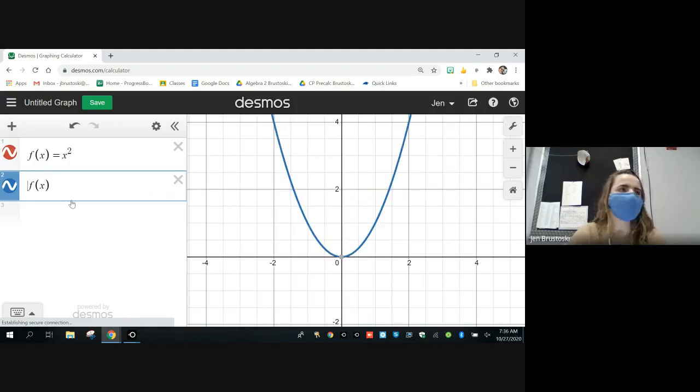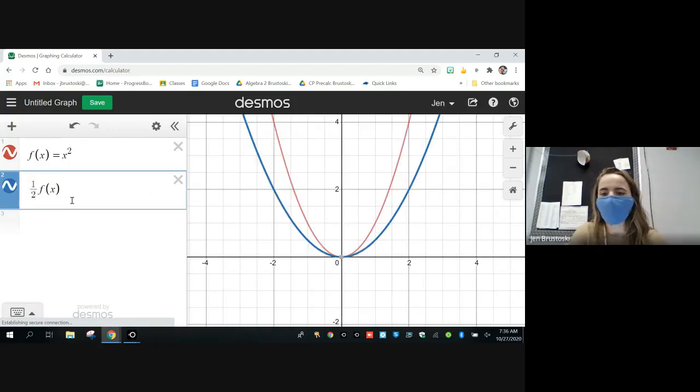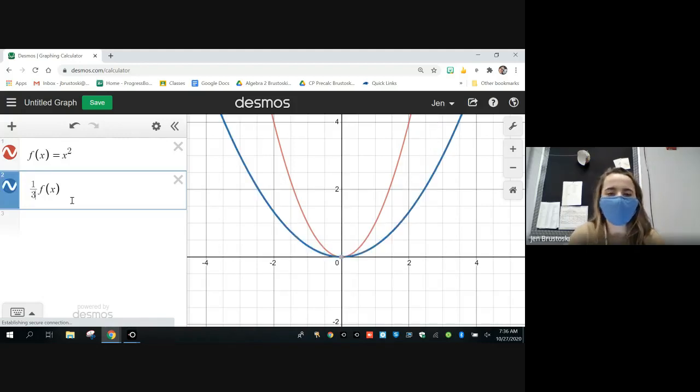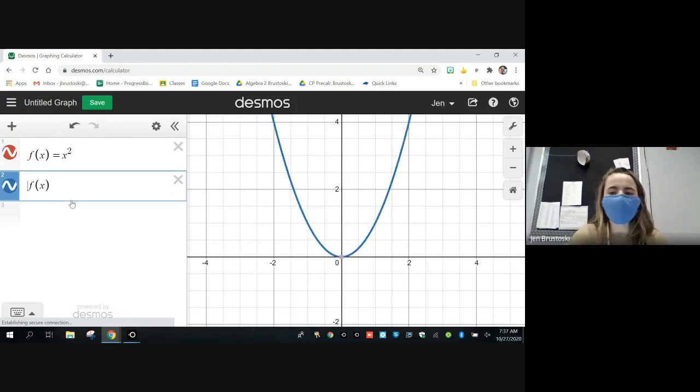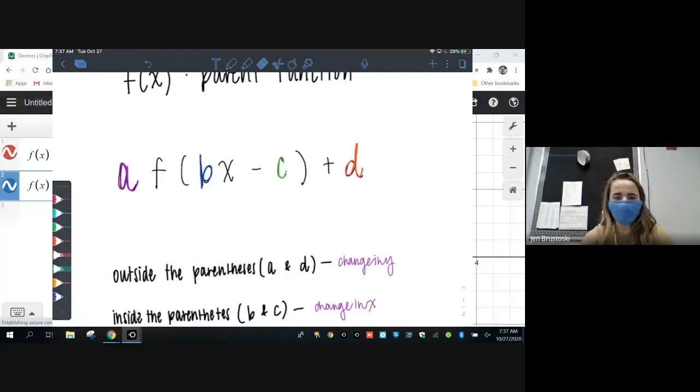Let's try a fraction. Let's try 1/2. What does that do? It makes it wider. So that's what that value does. What is actually happening is it's pulling the graph like Laffy Taffy. If you pull it, it's getting skinnier. So think of that A value as making the graph skinnier.